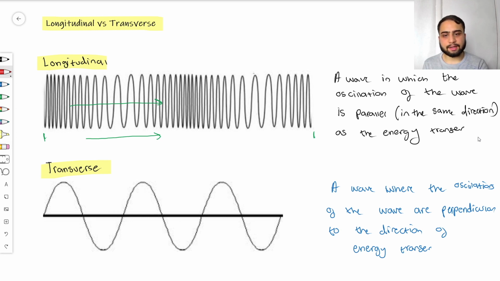In our transverse wave here, we can see that the waves go up and they go down. But you can see that they're progressing this way. So the oscillations of the waves are up and down, but the energy transfer is left and right. If I do it like that, it forms a cross, which is perpendicular. So therefore, this wave is transverse.